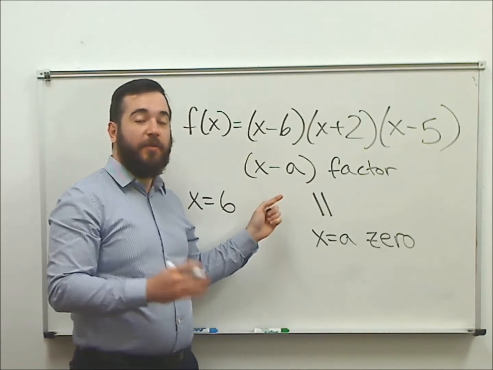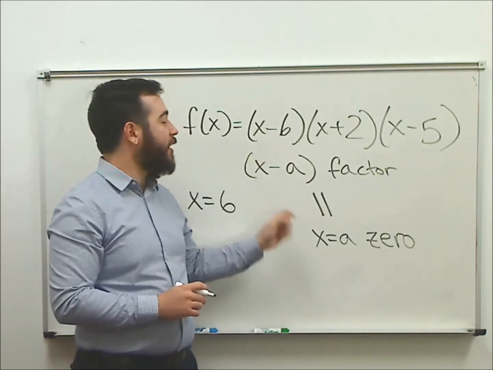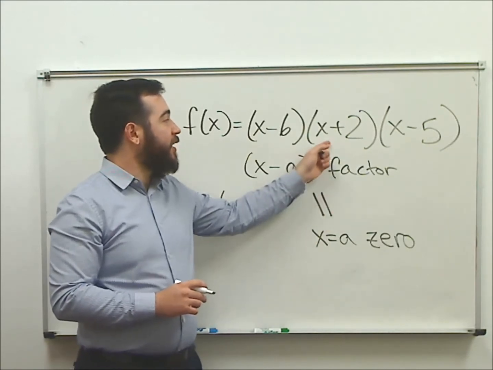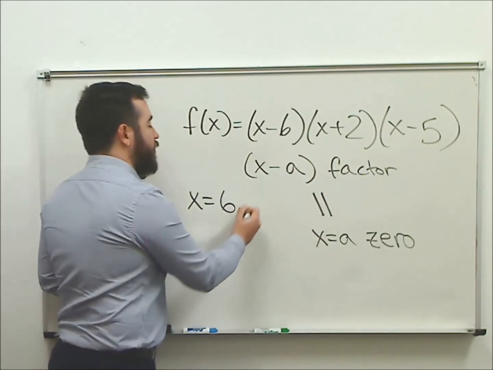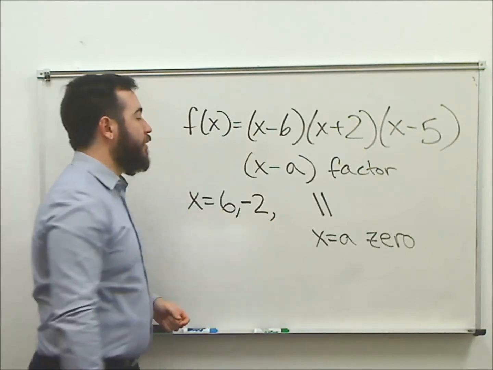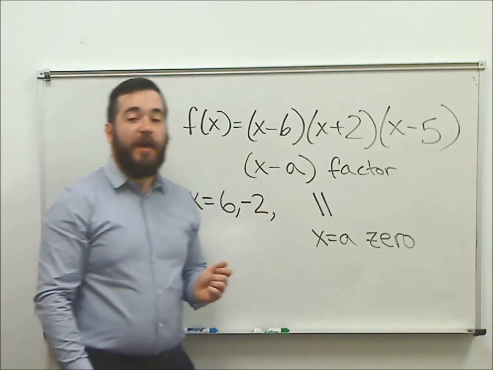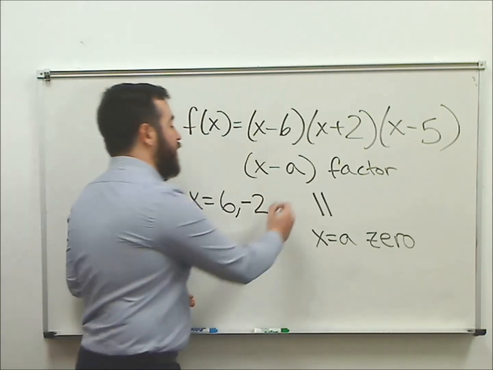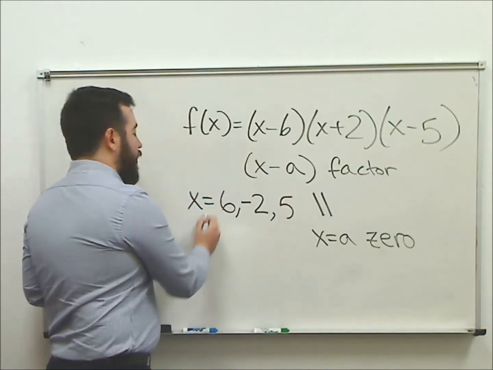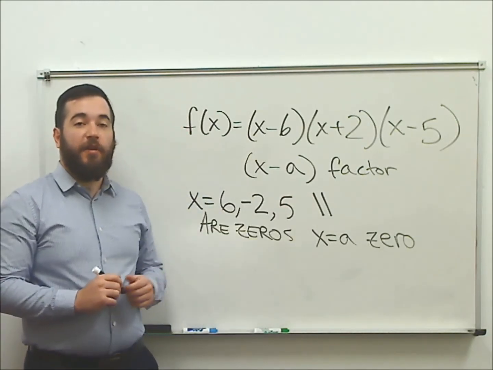And then for x plus 2, think of this as x minus negative 2. It seems a little backwards, but it'll help you get in the right mindset. That means that x equals negative 2 is a 0. Lastly, if x minus 5 is a factor, that means 5 is a 0. So these would be considered the zeros of the polynomial.